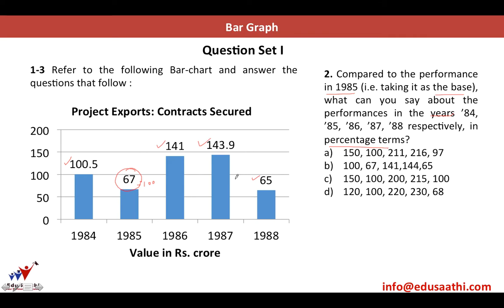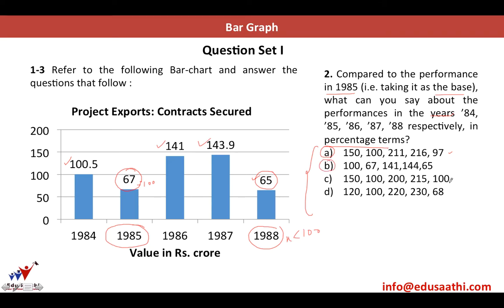Instead of solving, I'll tell you a method in which you don't do one calculation and get the answer very easily. If you carefully look, in 1985 the project exports were 67 crores, and in 1988 they were 65 crores. So 1988 is the only year when the project exports are less than in 1985. So obviously if this is 100, the 1988 value should be less than 100. Let's check the answer options. For 88, this is 97, so this can be an option. 65, again this can be an option.